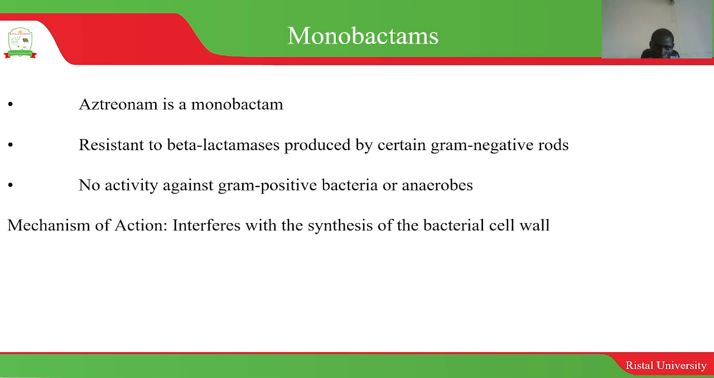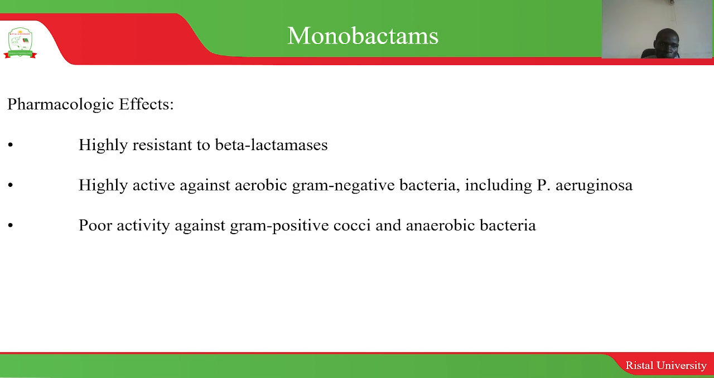Let's look at monobactams. For the monobactams, we said aztreonam is the common monobactam we know. It is resistant to beta-lactamases produced by certain gram-negative bacteria. It has no activity against gram-positive bacteria and anaerobes, so this is typically more of a gram-negative treatment. Mechanism of action: it interferes with the synthesis of the bacterial cell wall, just like the penicillins' mode of action.